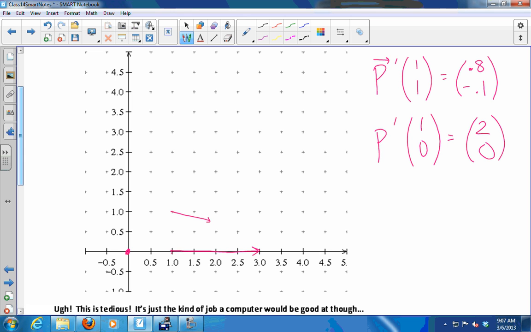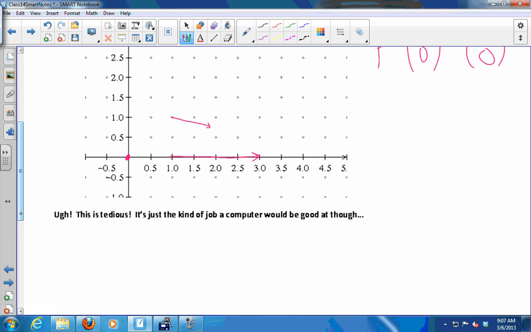This is going to get tedious, right? We could do this a lot of times, and we're just going to get a whole bunch of arrows. Eventually, it will give us a flavor of what the solution curves are doing, because these are tangents to the solution curves. But this is the kind of job that a computer is really good at and is really annoying for us.